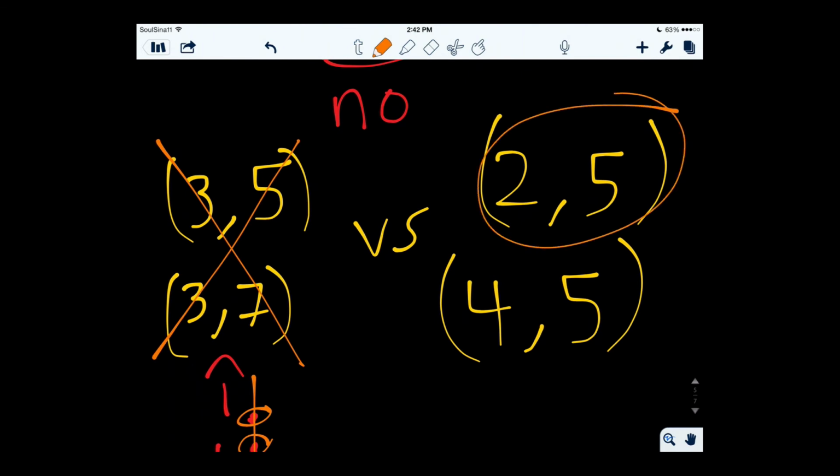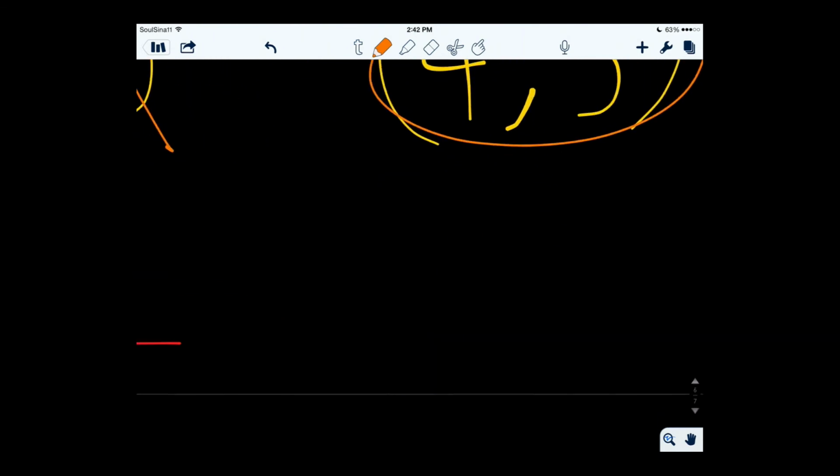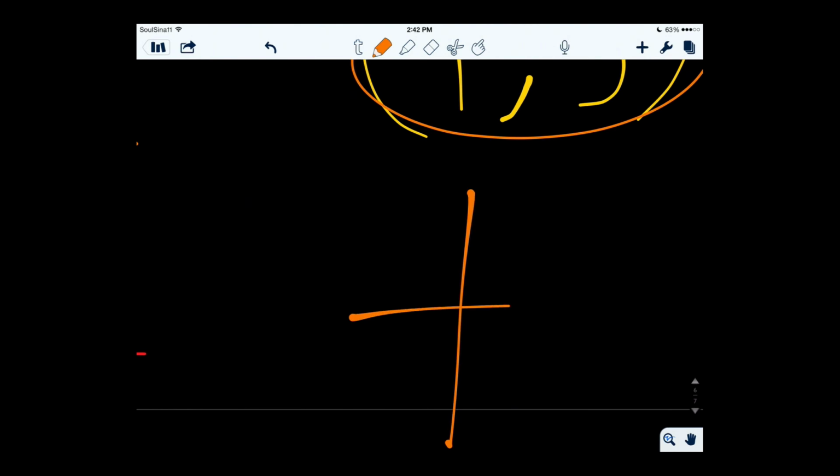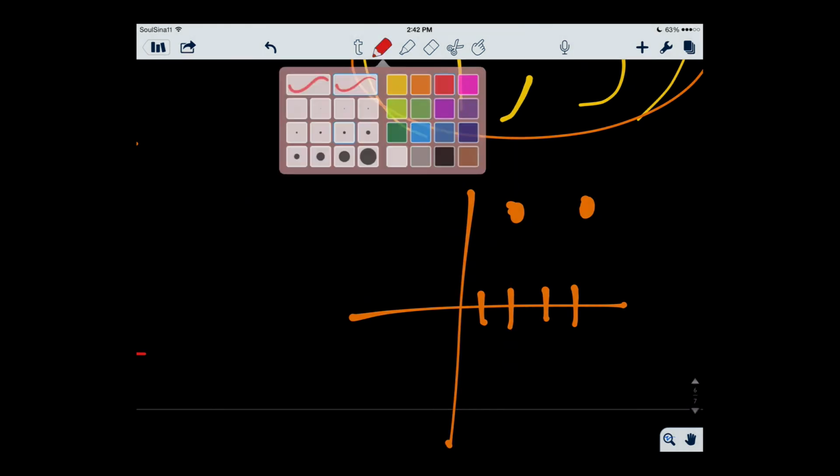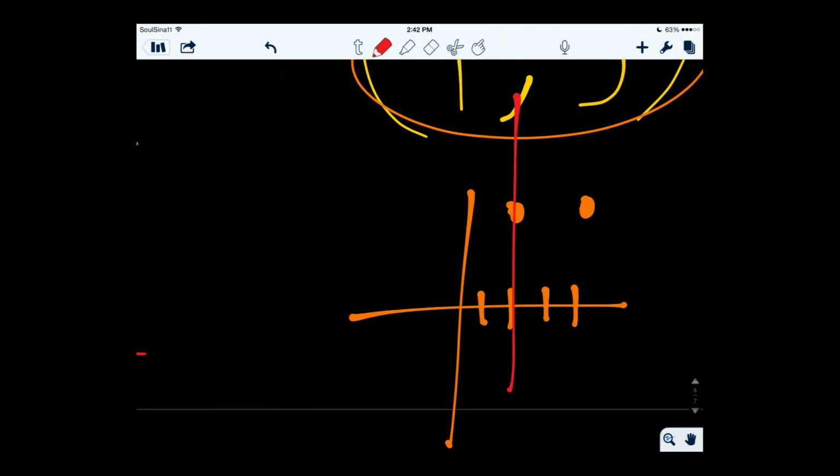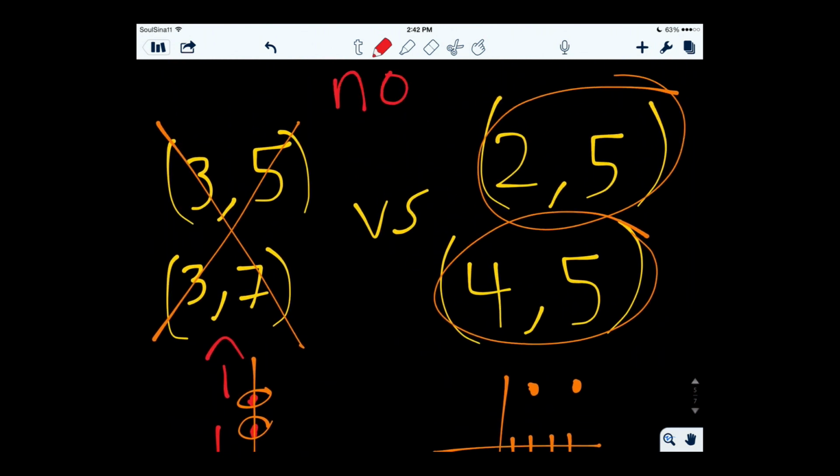If we were to graph these two, though, we would have 2 comma 5, and 4 comma 5. And if we draw vertical lines, it does not cross both points. It only crosses both points when we draw two separate vertical lines. Therefore, on the same function, these 2 points work.